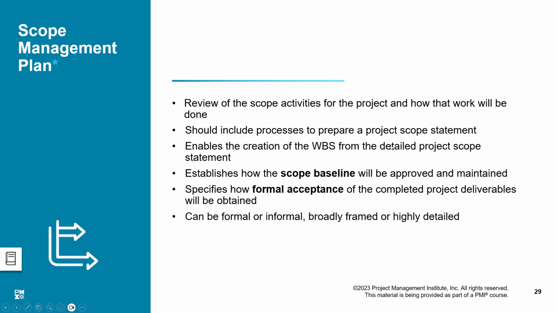It should include processes to prepare a scope statement, right? Enable the creation of the work breakdown structure, as I told you earlier. Establish how the scope baseline will be approved and maintained. That is the baselining process. The scope will be baselined once all of that job is done. Then you specify how formal acceptance of the completed project or deliverable will be obtained. Last but not the least, can it be formal or informal, broadly framed?